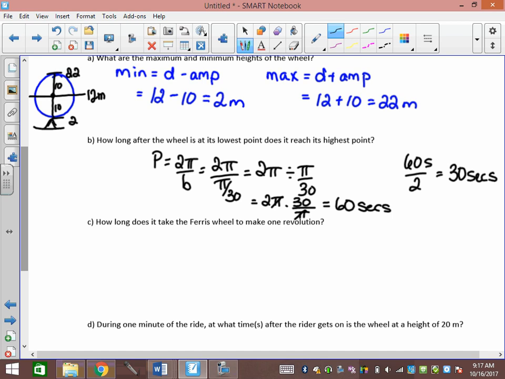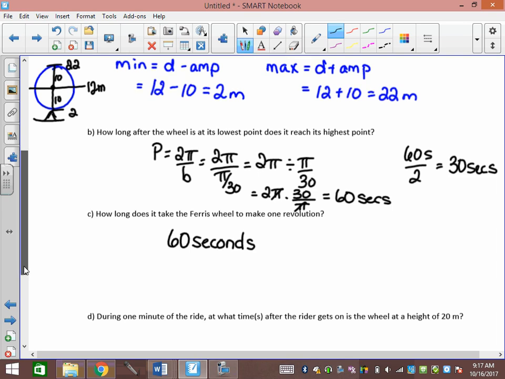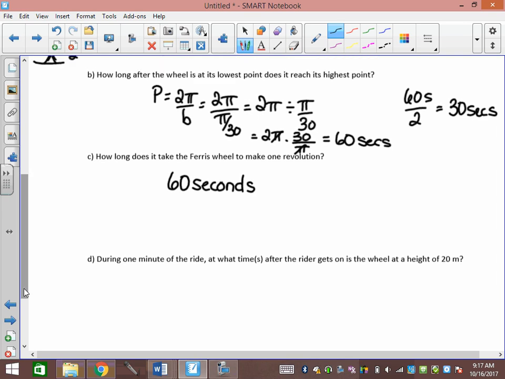How long does the Ferris wheel take to make one revolution? 60 seconds. We did the work already. During 1 minute of the ride, at what times after the rider gets on the wheel is the wheel at a height of 20 meters? So first off, we have to decide, did they give me y, which is h of t, or did they give me t, which is x? They gave me y.